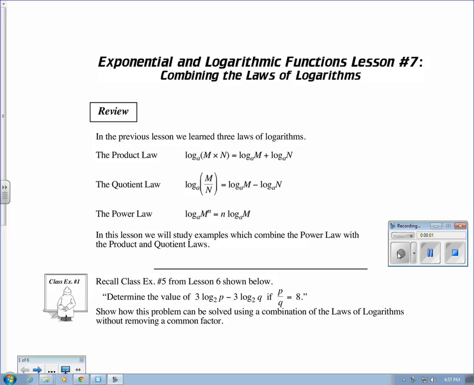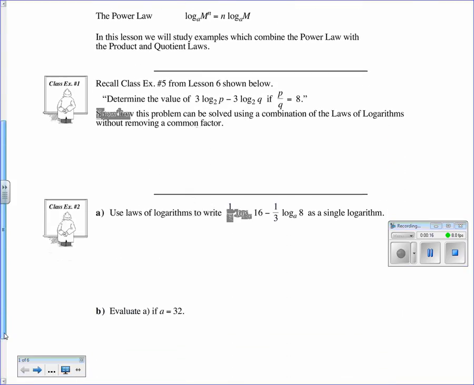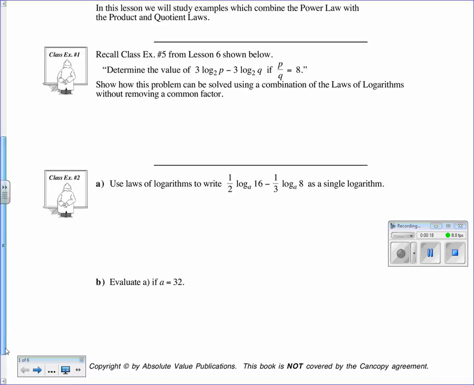So we're getting close to the end of our log unit, logs and exponents. We've now learned a lot about logs and kind of have left exponents, so to speak, in the dust. But we get to practice our log rules in solving equations. So I'm going to go down to class example 2.